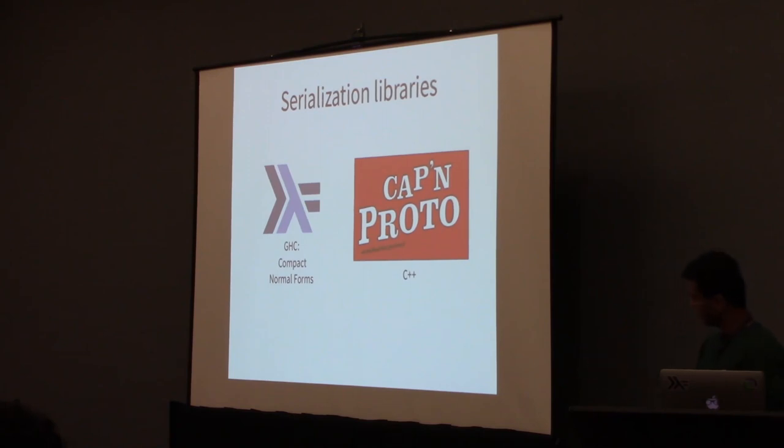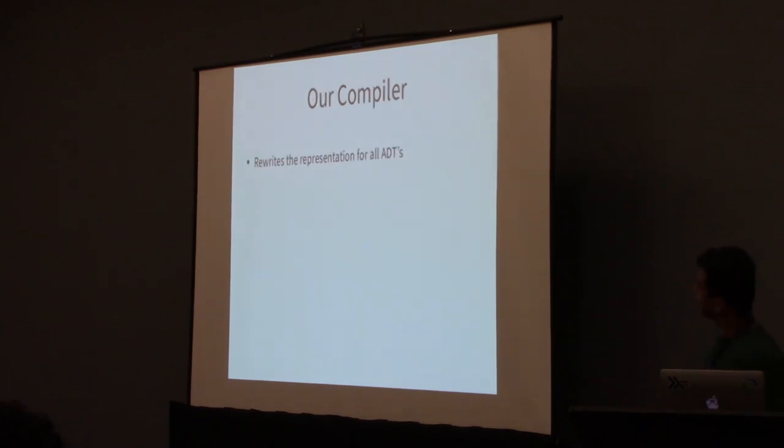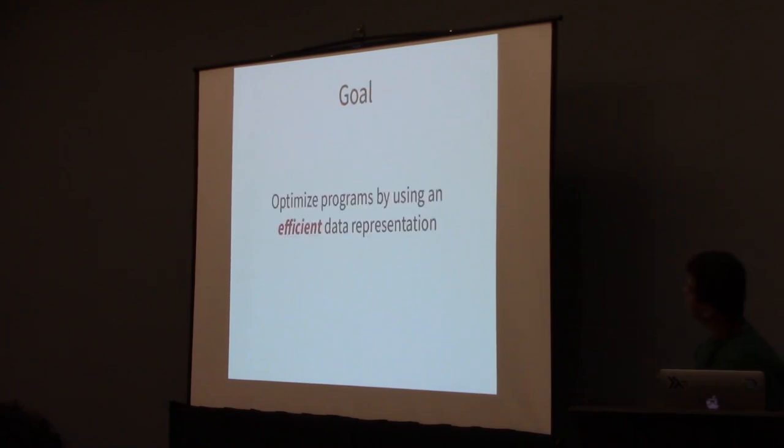So this is great, but we want to go even further in this direction. We want to have a compiler which sort of changes the underlying representation completely out from under the programmer, without the programmer having to do much about it. So that's what we do. Our goal in this talk is going to be to optimize programs using an efficient representation.